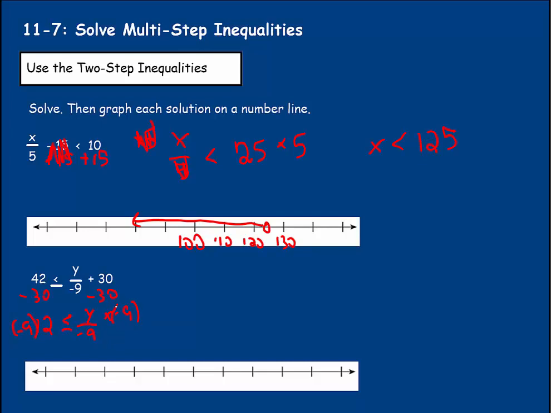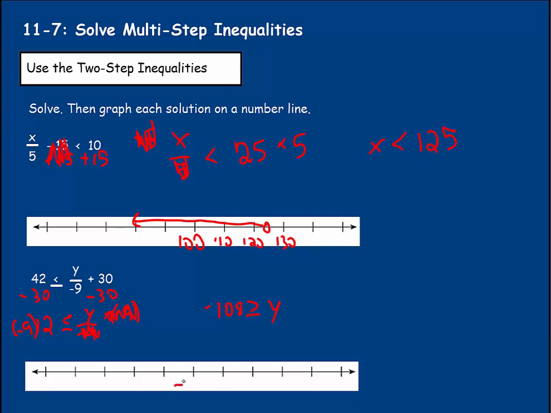Remember what happens when we multiply by a negative number. This is going to be flipped. This is what we learned last lesson, so if you missed that, go watch that. So for rewriting this here, the multiplication and division cancel out, leaving us with y on the right side. It's now going to be less than or equal to 12 times negative 9, which is negative 108. So y would be less than or equal to negative 108.